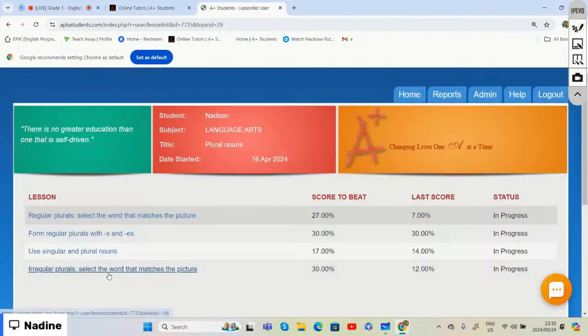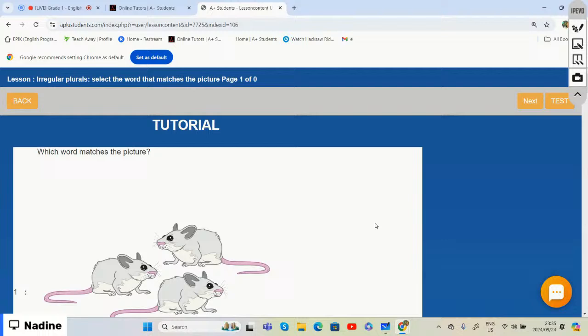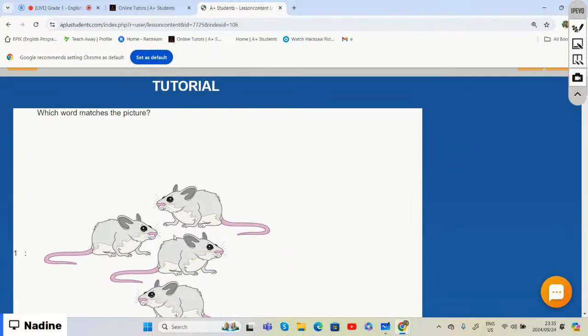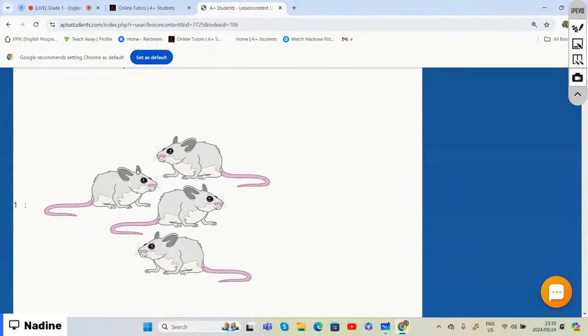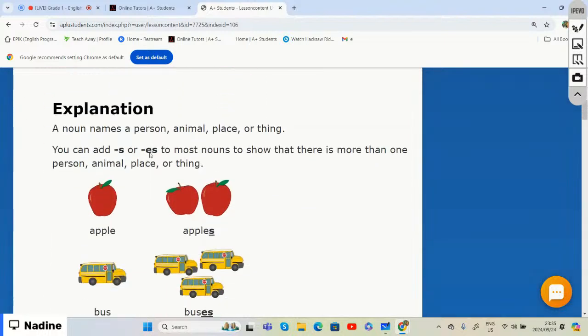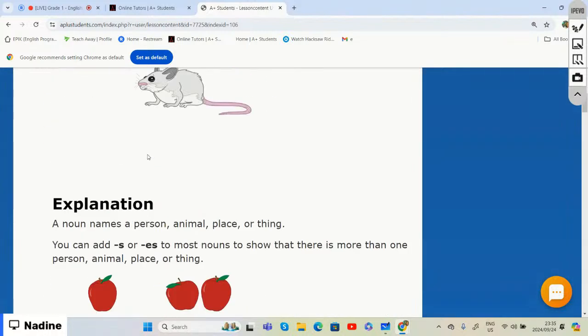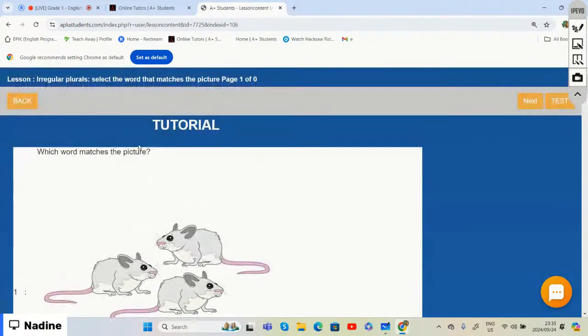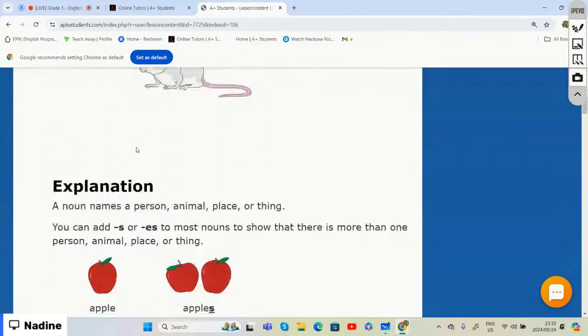All right, so now we're going to irregular plurals, right? We're going to select the word that matches the picture.